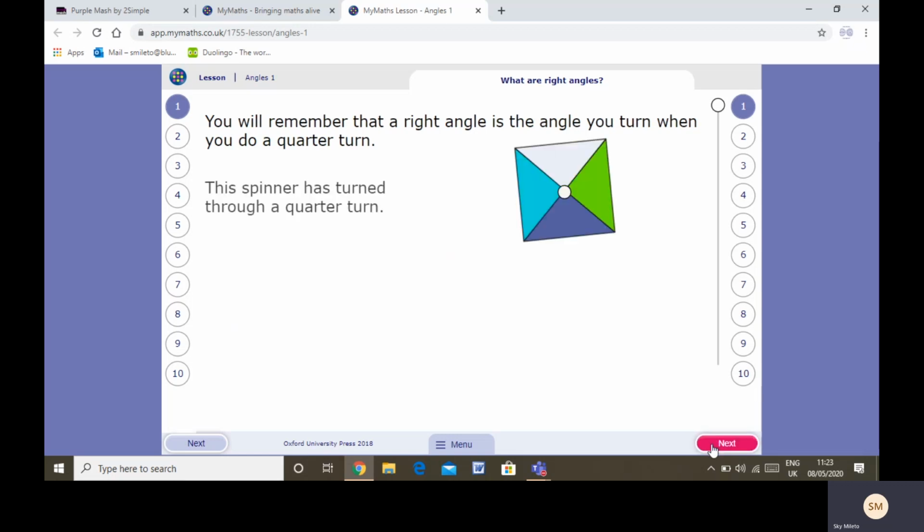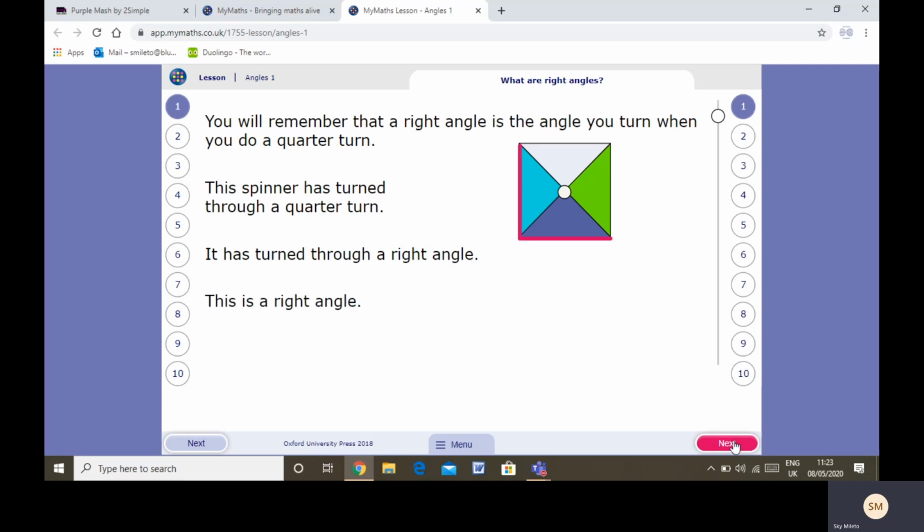So you'll all remember the right angle is an angle that you turn when you do a quarter turn. We did a little bit of this in class. I remember I said turn a quarter turn, turn a half turn. So the spinner has turned through a quarter. The grey was originally here and it's turned a quarter to the grey being at the top. It's turned one right angle.